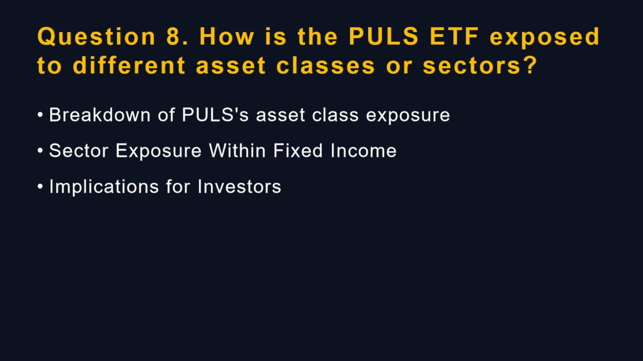Here's a breakdown of PULS's asset class exposure. Fixed income, primary exposure. Ultra-short-term bonds. PULS primarily invests in investment-grade, US dollar-denominated, ultra-short-term bonds. These can include Treasury bills, short-term debt obligations issued by the U.S. government with maturities of less than 1 year.